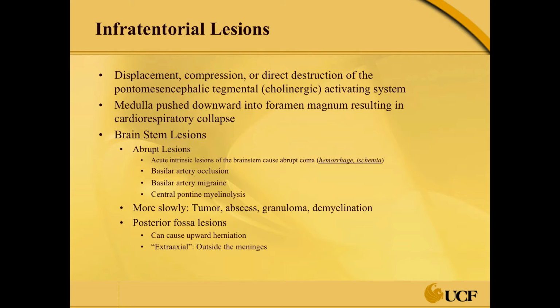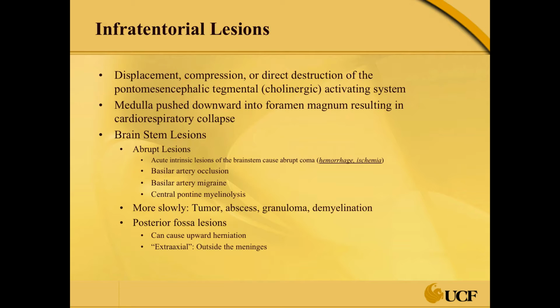So brainstem lesions, these are abrupt lesions that can cause acute intrinsic lesions of the brainstem, which can cause an abrupt coma, which can either be hemorrhagic or ischemic. There's basilar artery occlusion, which would obviously be a brainstem lesion, basilar artery migraine that can occur, and then central pontine myelinolysis can also occur. And so you get this demyelinating process of the central pontine region that is in the brainstem that would be very significant as well.